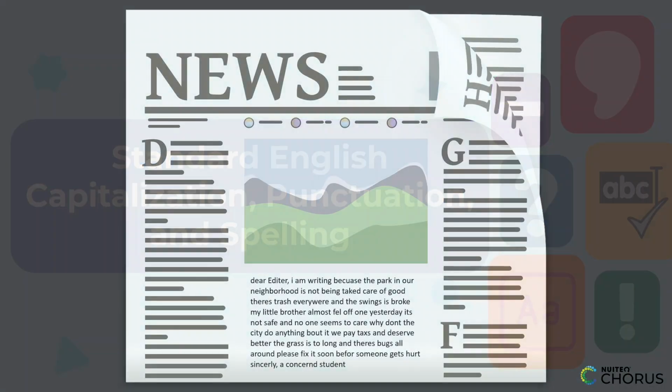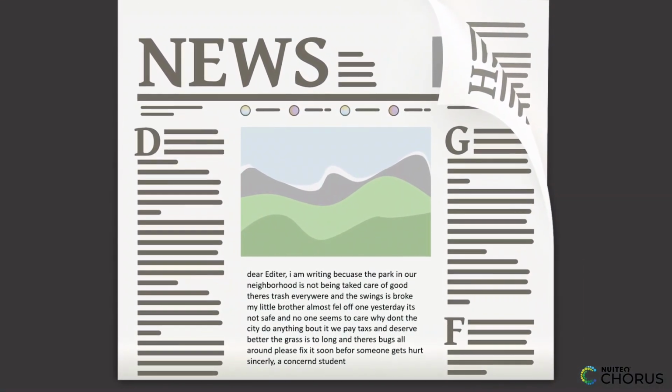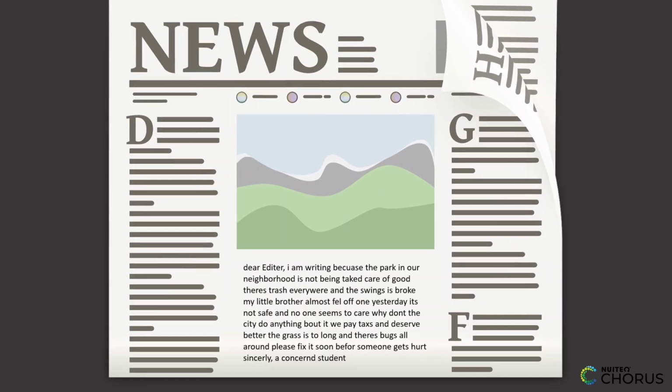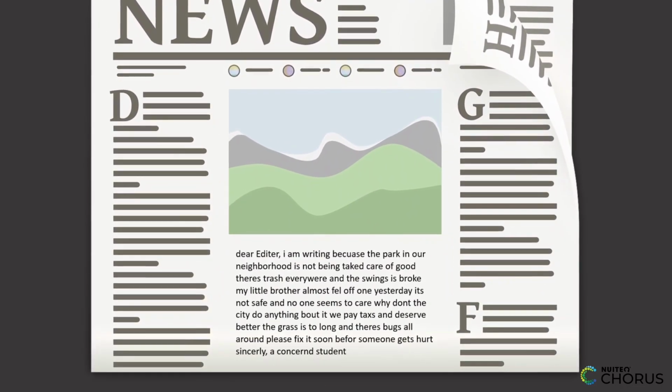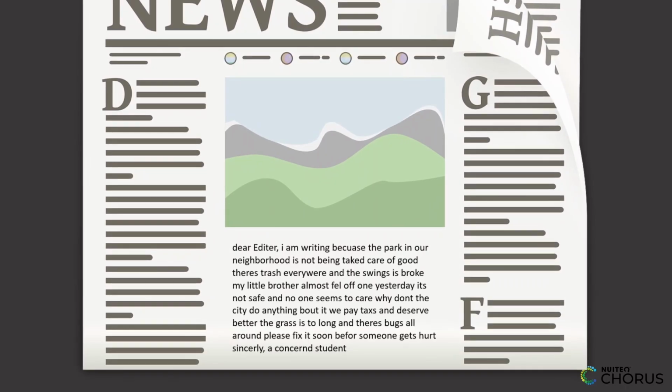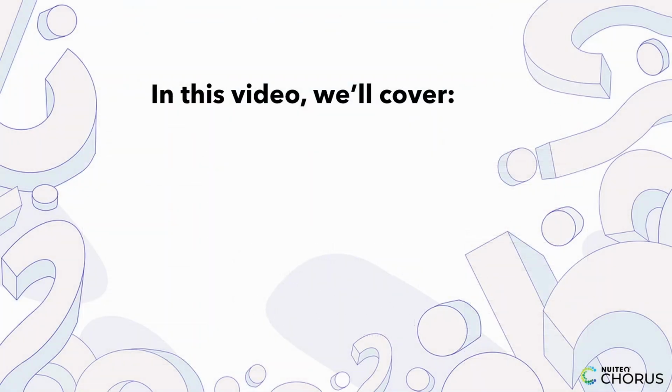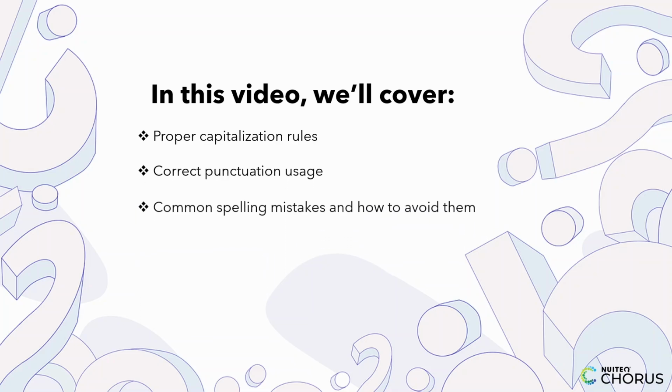Have you ever read a text that was difficult to understand because of missing punctuation, incorrect capitalization, or spelling errors? These small mistakes can change the meaning of a sentence and make writing unclear. In this video, we'll cover proper capitalization rules, correct punctuation usage, and common spelling mistakes and how to avoid them. By mastering these conventions, you'll improve both your writing and communication skills.